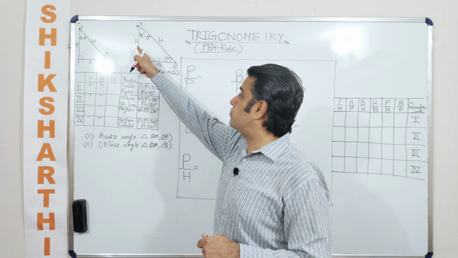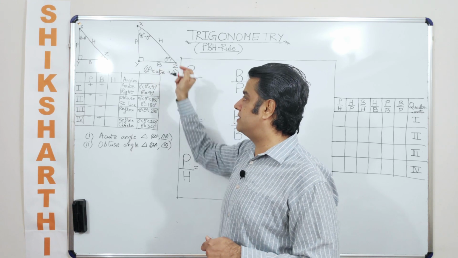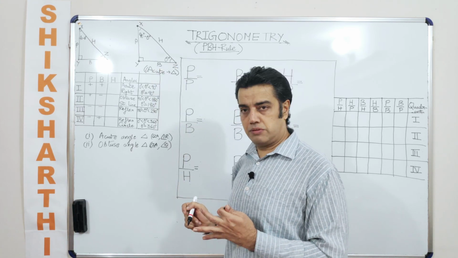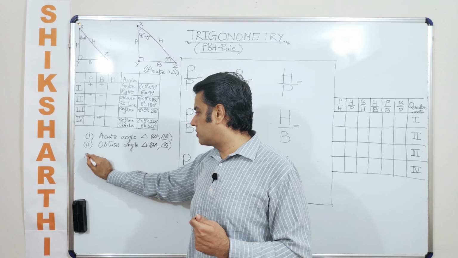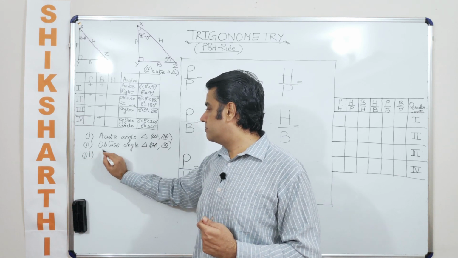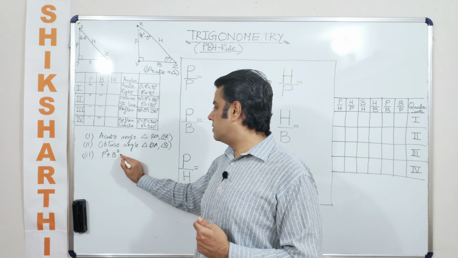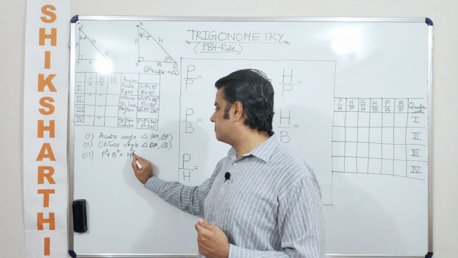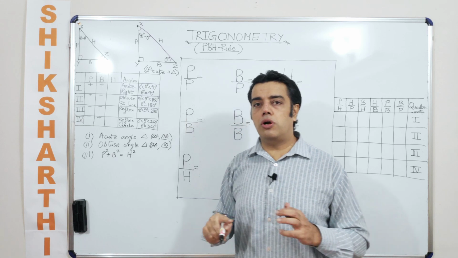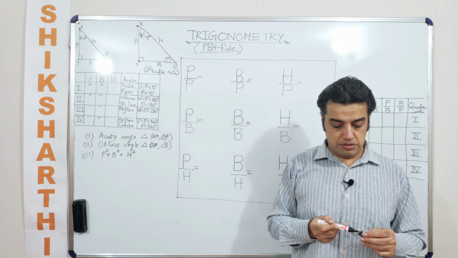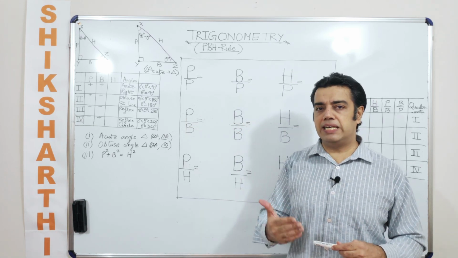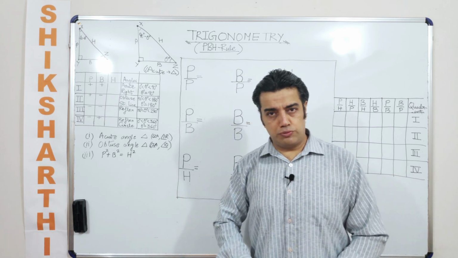We know that p square plus b square is equal to h square. We already know this. So let's say the third thing that we are talking about here is the Pythagoras Theorem, which is p square plus b square is equal to h square. So this is a kind of a quadratic equation only, and we'll talk about this in detail in the next few minutes.